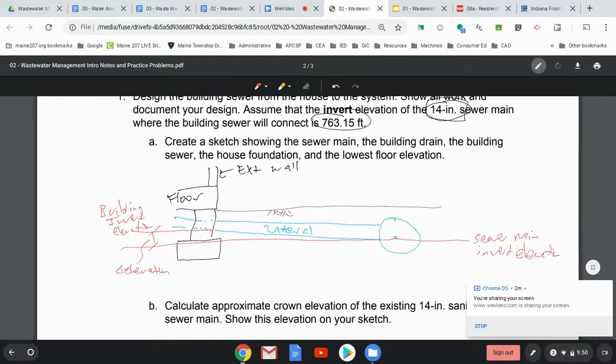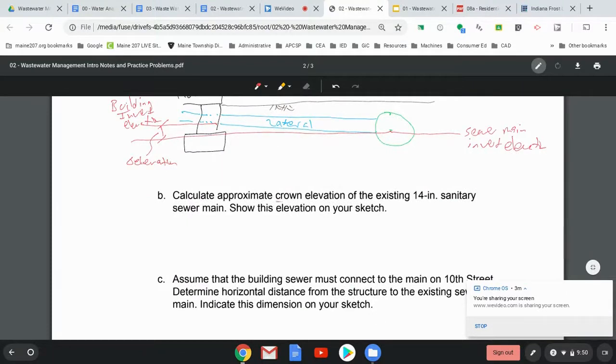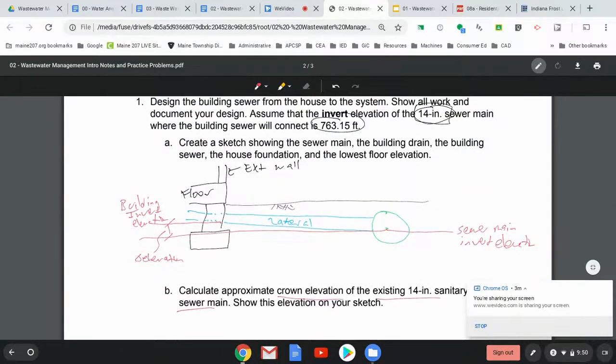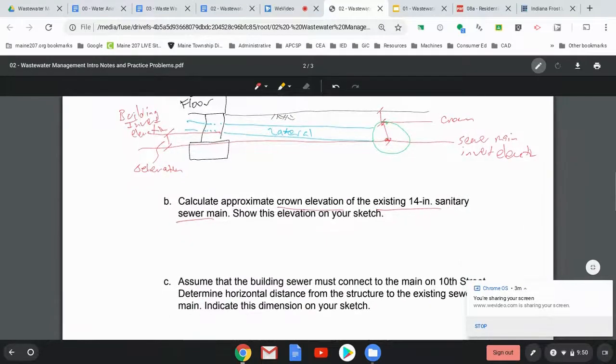So this first problem here, calculate the approximate crown elevation of your existing 14-inch sanitary sewer main. So the crown, that is the top right here. All right, so that's your crown. The whole point is we want to make sure the sewer main is underneath the frost depth. So we're going to need to figure out eventually what that depth is there. But this here, the sewer main invert elevation, that's always to the center of the pipe. So we have to add the crown is equal to the invert plus half the diameter.